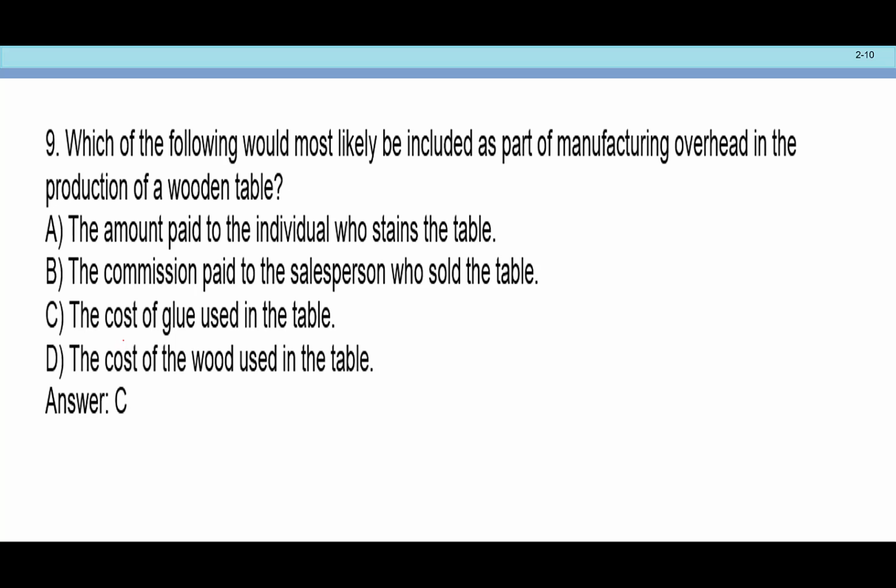Okay, the cost of glue. The glue is like mayonnaise, isn't it? It's too difficult to trace. Now, don't eat it, okay? But it's too difficult to trace to anyone, so we would probably have to include that in our overhead pool and allocate it, okay? The cost of the wood, probably pretty easy to trace, right? Okay, good.